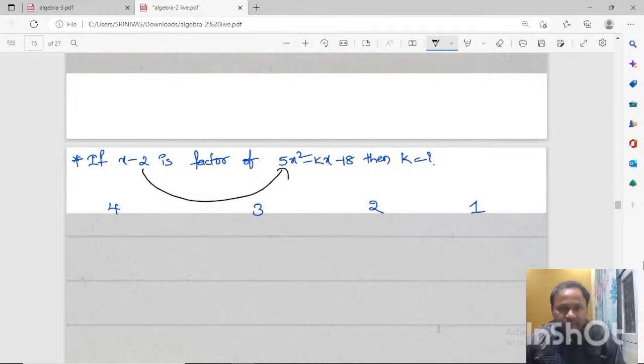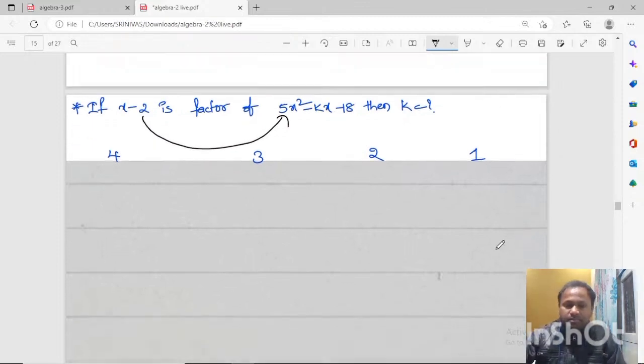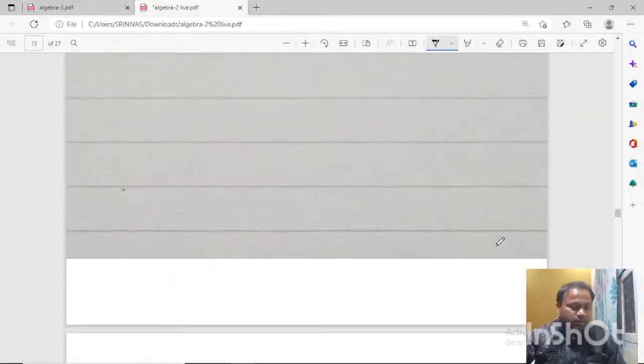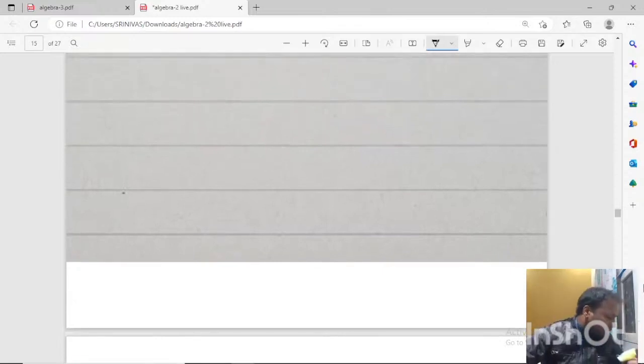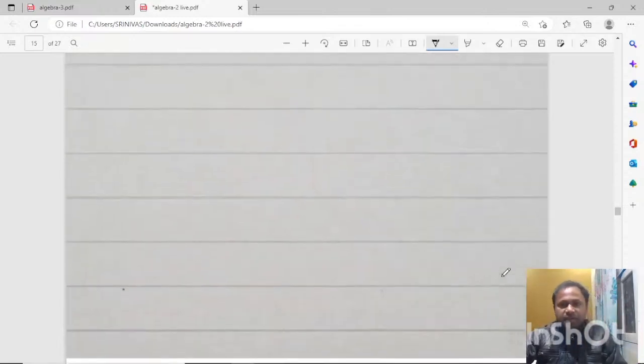Okay, k is equal to 1. Just by substituting x is equal to 2, you will get k is equal to 1. This is also based on factor theorem.